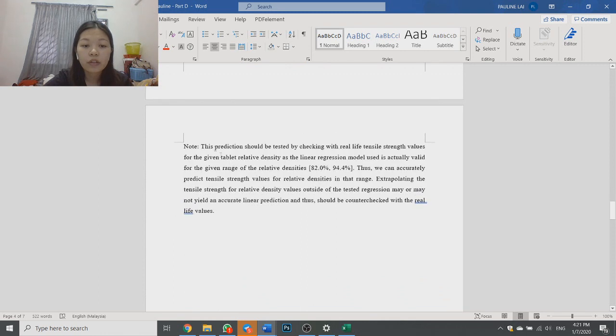Something to take note of is that this prediction is only between 82% and 94%, and it should be tested and checked against the real-life tensile strength values. It will be much more accurate in the data, because extrapolating the tensile strength for relative density values outside the tested regression range might not yield an accurate linear prediction. So it should be counter-checked again with the real-life values, because this is just according to the range between 82% and 94.4% of relative density.